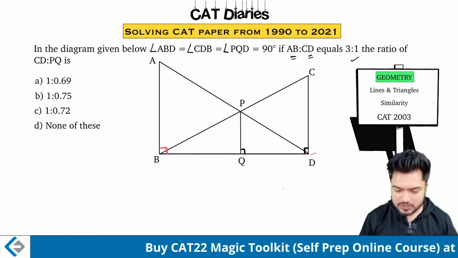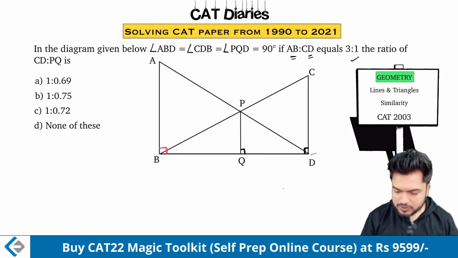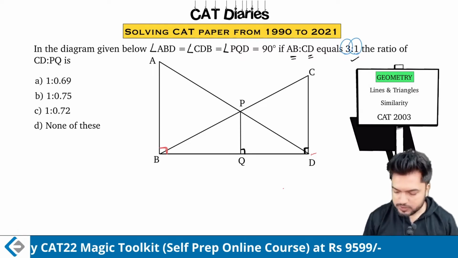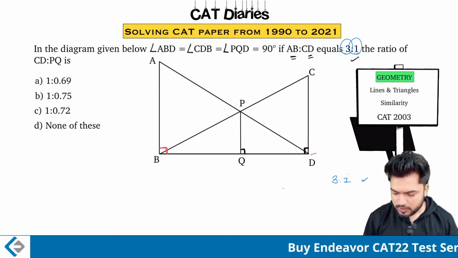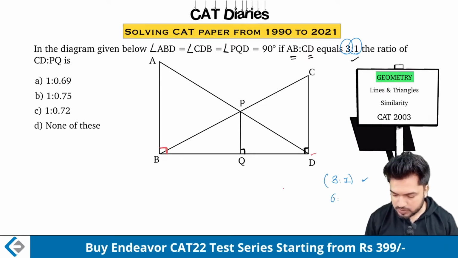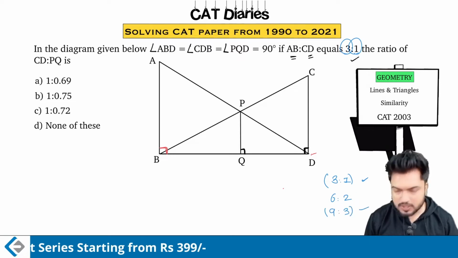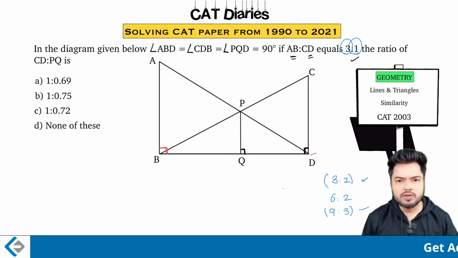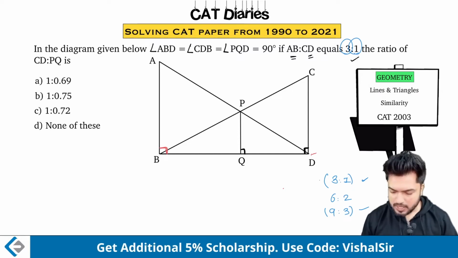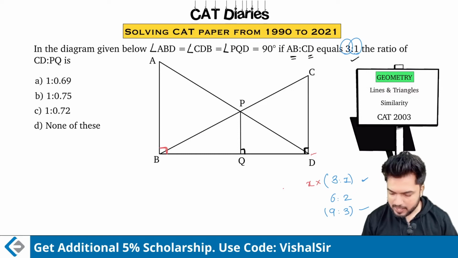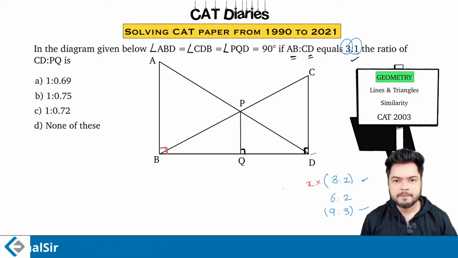So let's understand this. AB is to CD is 3 is to 1. Can you get a value from this? No, the ratio is 3 is to 1. If I multiply this by 2, this becomes 6 is to 2. If I multiply this by 3, this becomes 9 is to 3, and so on. To get the value from the ratio, since I don't know the value, I'll just multiply this by x.